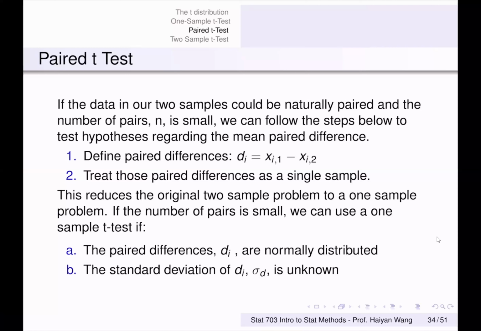So in this case, the sample might be small, might be large. Let's first consider the small sample size case. We have paired data, and the total number of pairs is n, and let's say this n is small. We can define the differences of the paired data. For the ith subject or ith pair, the difference is d_i. That's simply the difference of the observed values in that pair.